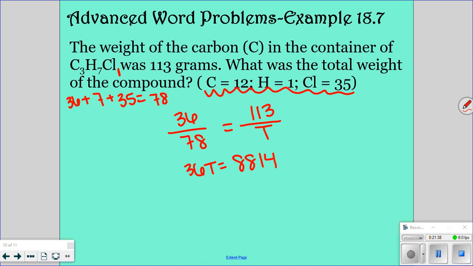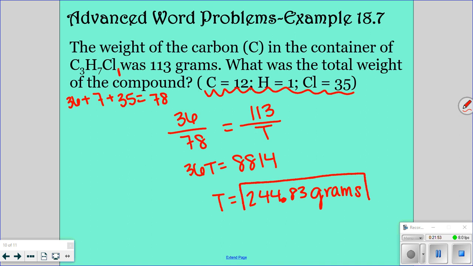And then if you divide, the total weight was 244.83 grams. Okay, so that would be your answer for that one. They don't often get decimals for these, but if you do, that's okay. Just make sure that you added, multiplied correctly, and you divided correctly. But that's how you would do those.